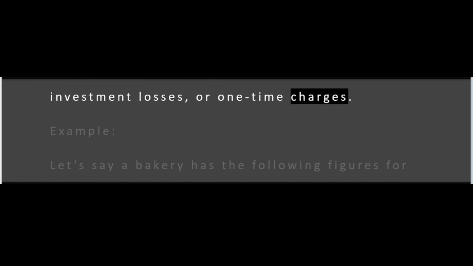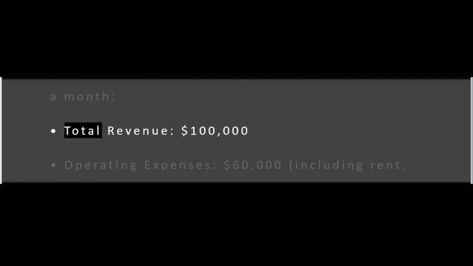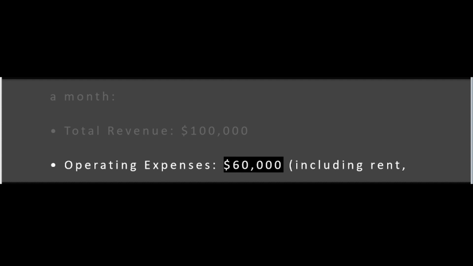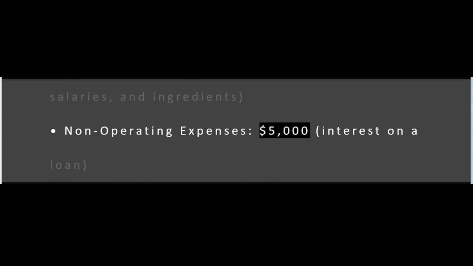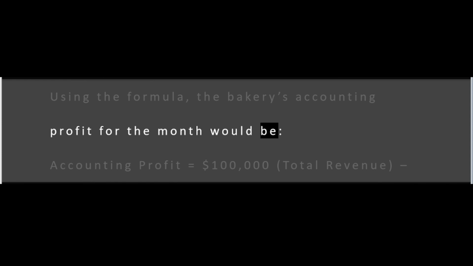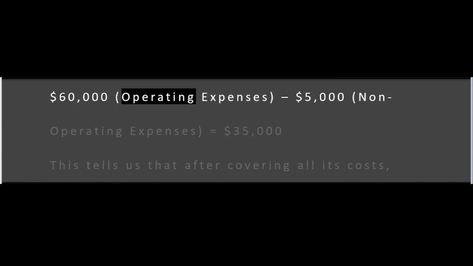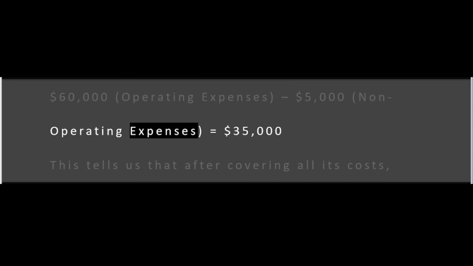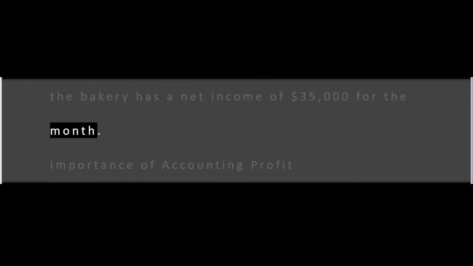Example. Let's say a bakery has the following figures for a month. Total revenue, $100,000. Operating expenses, $60,000, including rent, salaries, and ingredients. Non-operating expenses, $5,000, interest on a loan. Using the formula, the bakery's accounting profit for the month would be: accounting profit equals $100,000 total revenue, minus $60,000 operating expenses, minus $5,000 non-operating expenses, equals $35,000. This tells us that after covering all its costs, the bakery has a net income of $35,000 for the month.